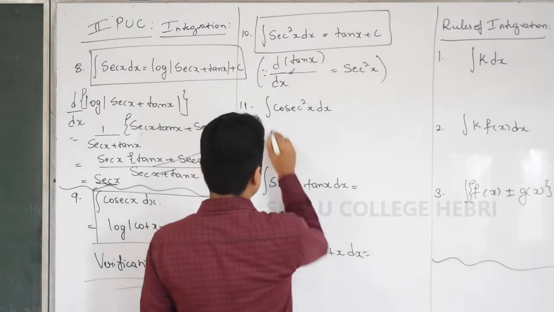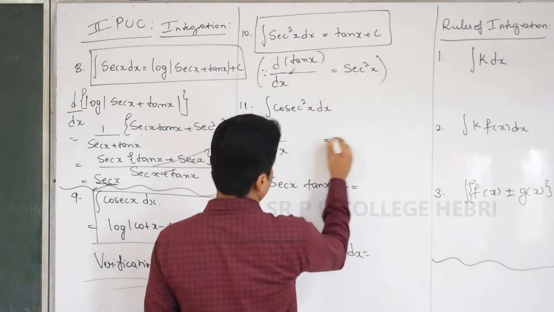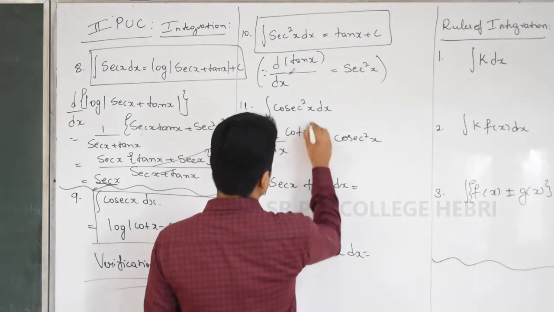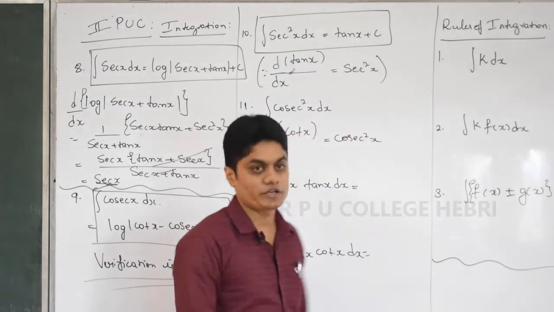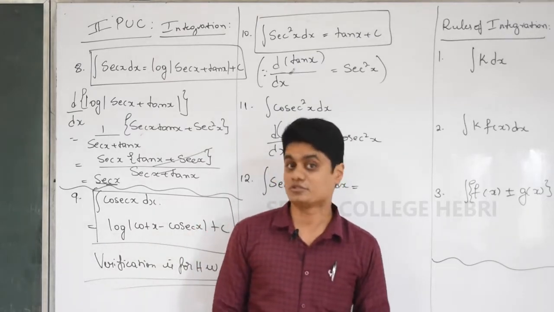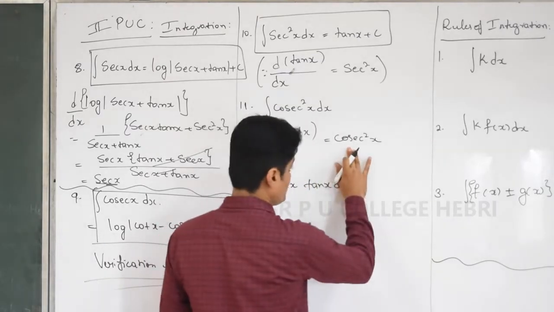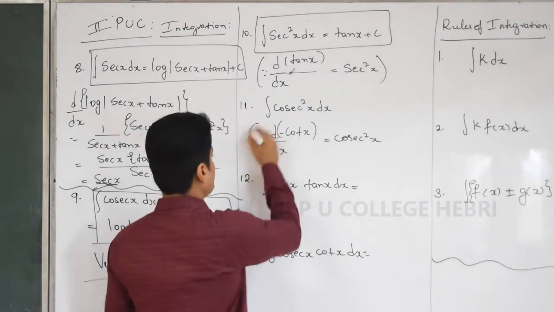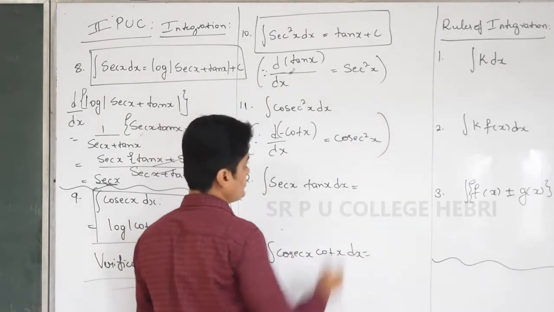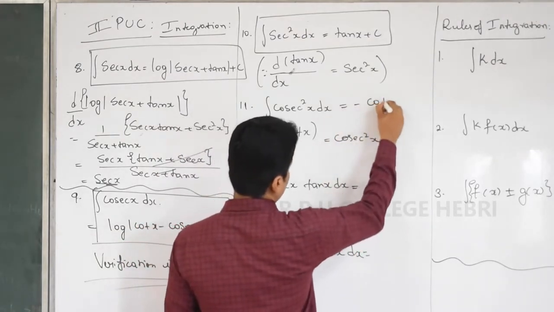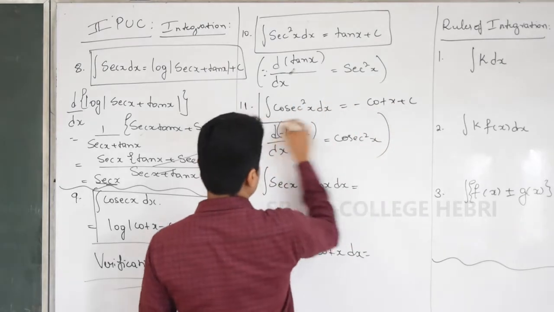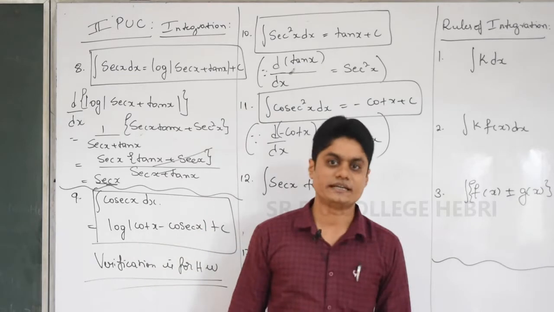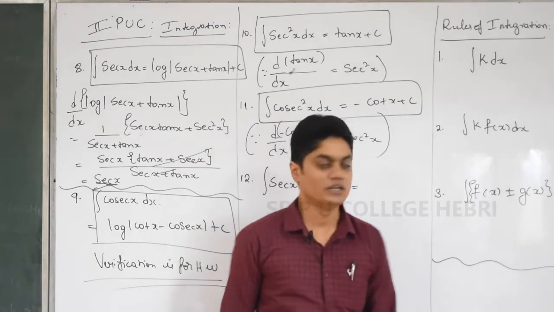Similarly, can you give me a function whose differentiation is cosecant square x? Cot x. But if we directly write cot x, what happens? What is differentiation of cot x? Minus cosecant square x, right? But here what we need is plus cosecant square x. So keep that minus here. So differentiation of minus cot x is what? Plus cosecant square x. So integration of cosecant square x is what? Minus cot x plus c. So please remember that integration of cosecant square x is equal to minus cot x plus c. Understood what I'm saying? Okay, very good.